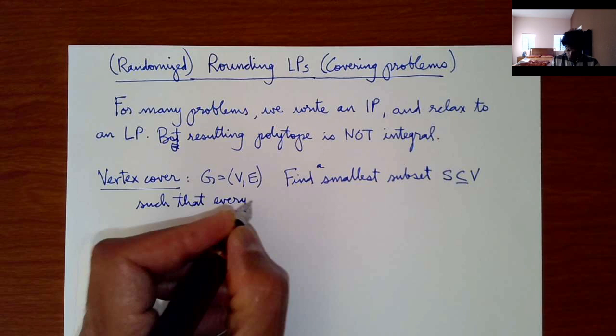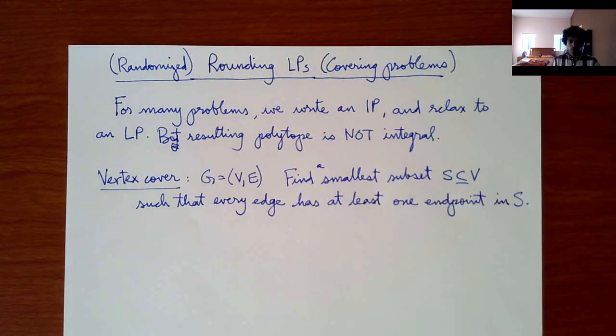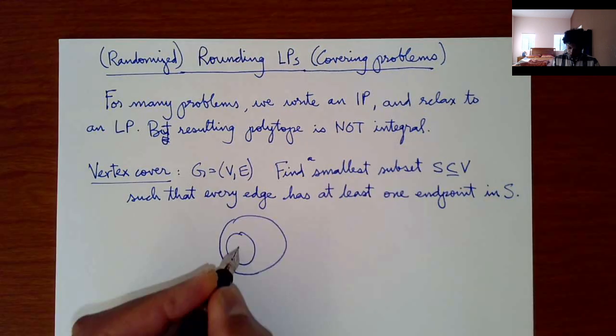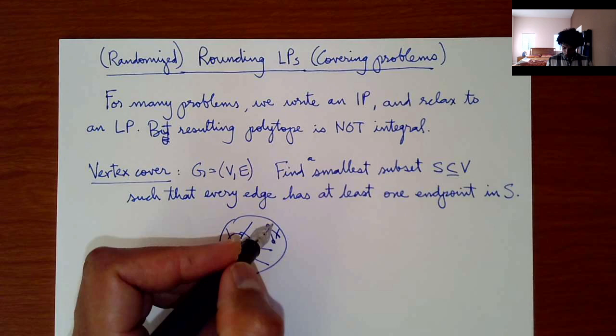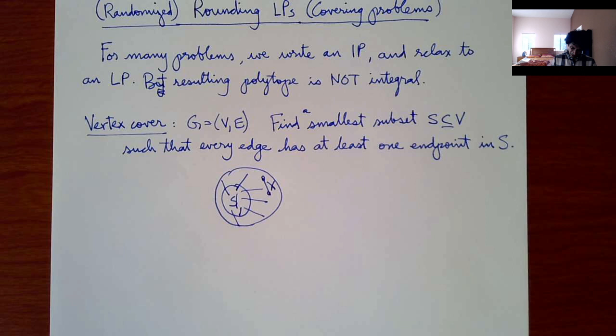every edge has at least one endpoint in S. So here's your graph. This is S. What you want is for all the edges to have at least one endpoint in S. They may have both. This should not happen: there should not be an edge such that both endpoints lie outside of S. This is the vertex cover problem, or technically the min vertex cover problem.